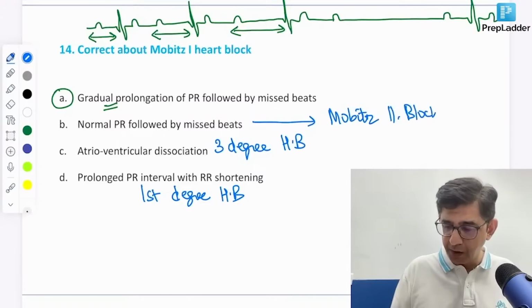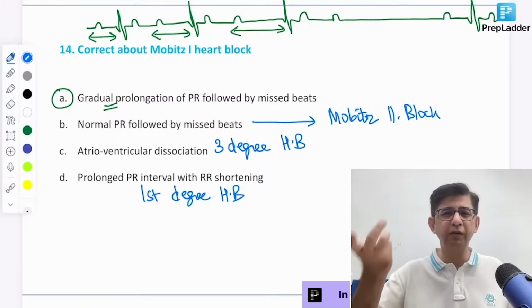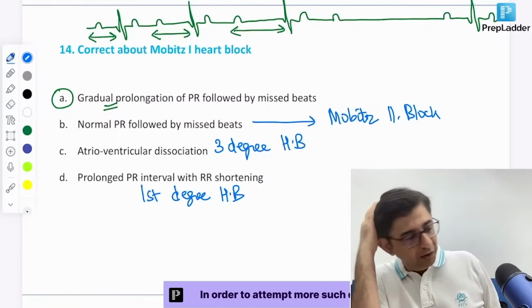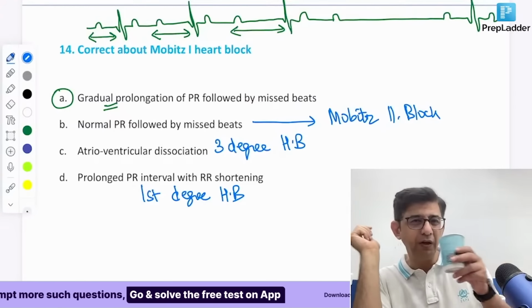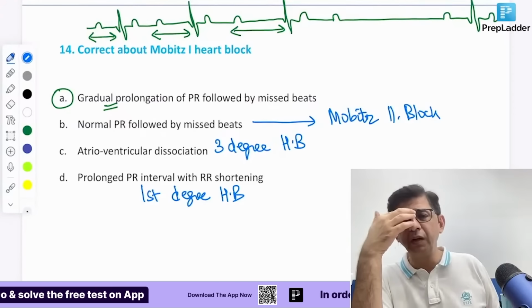But yes, you were smart enough to realize that in Mobitz one there is the Wenckebach phenomenon. That Wenckebach phenomenon will be causing, yeah, going and gone. That's how we can remember it. But it's a better way to remember the gradual prolongation part.